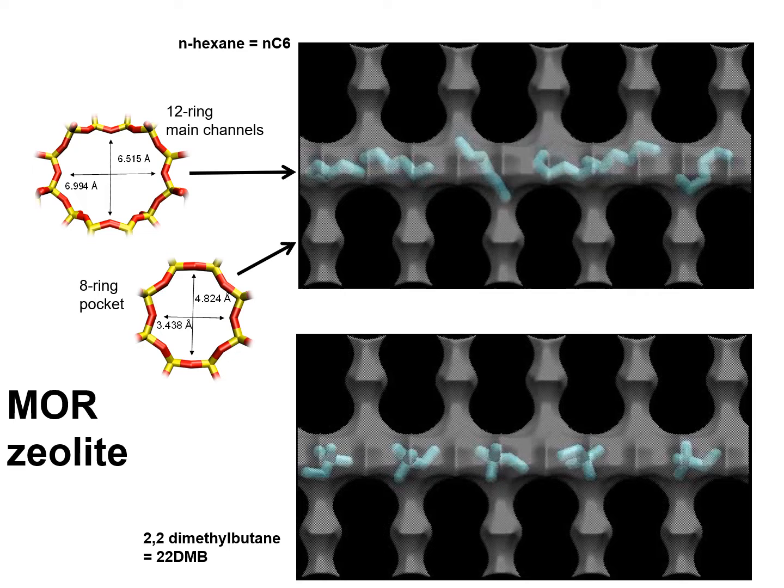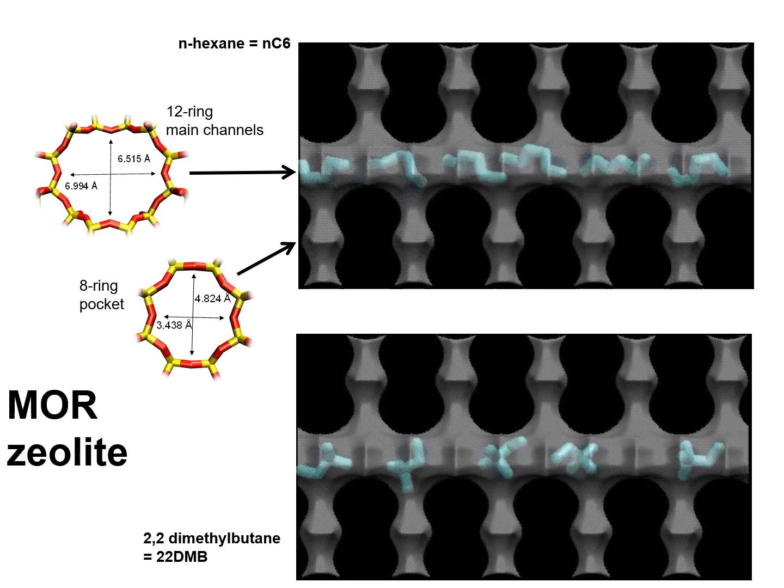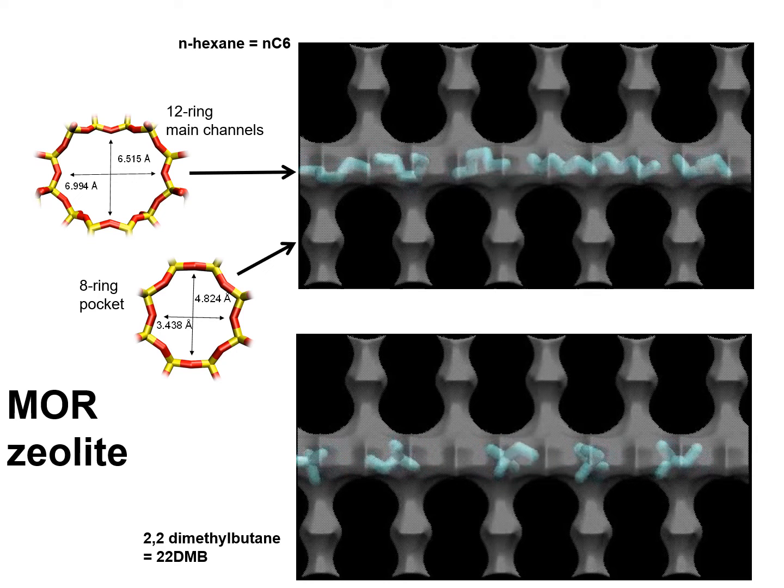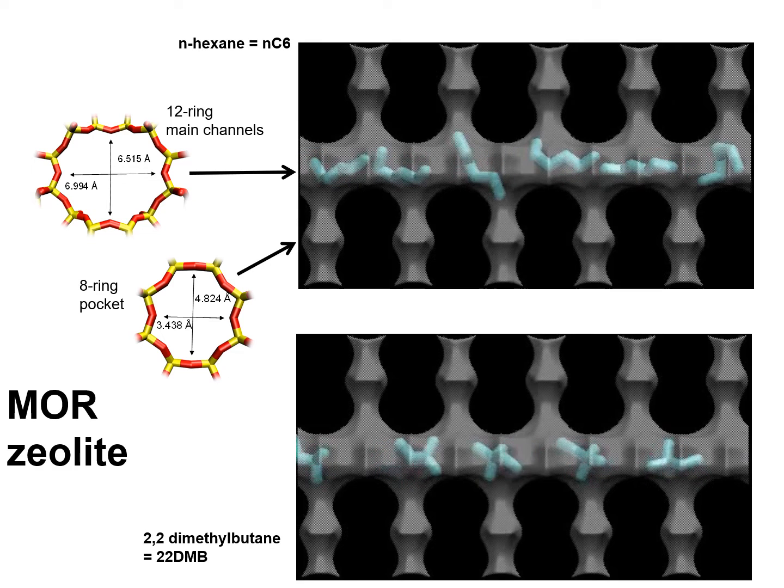We can see the variety of conformations the linear isomer can assume when adsorbing within the 12-ring main channels. The same thing is true for 2,2-dimethylbutane, which also has a number of conformations, and this produces a distribution of molecular footprints.